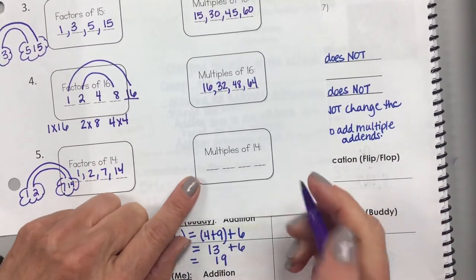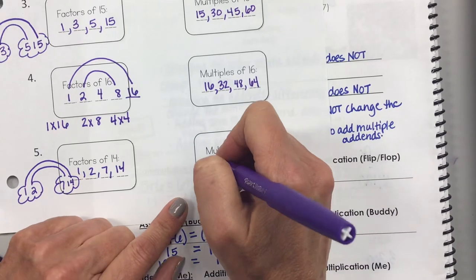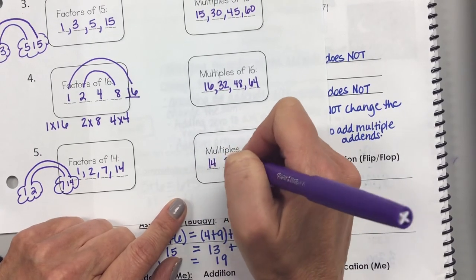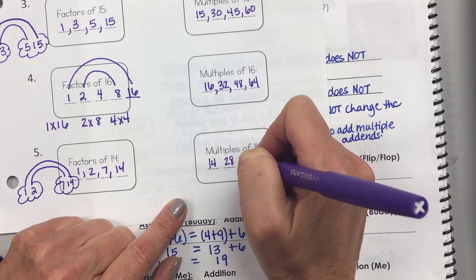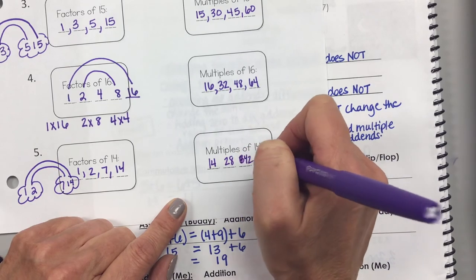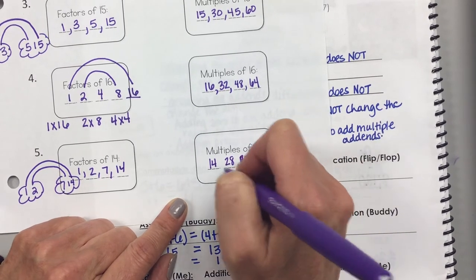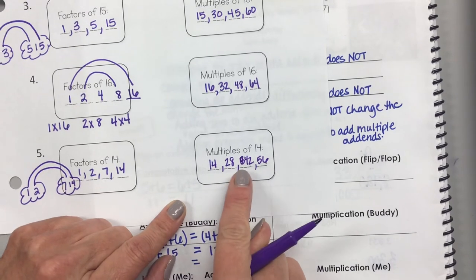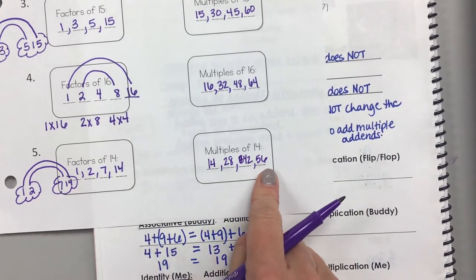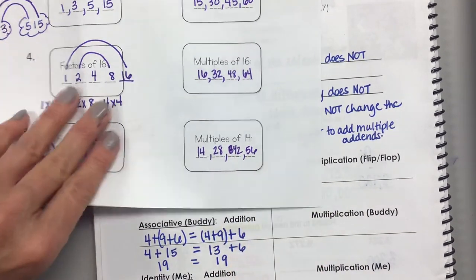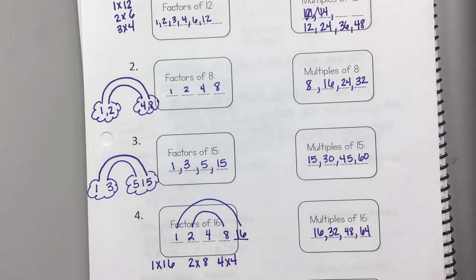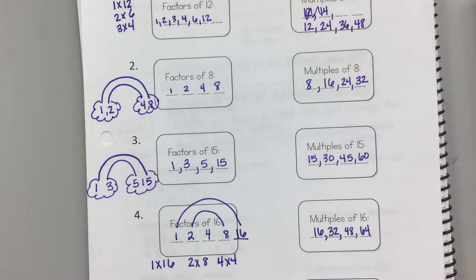Okay, and then multiples of 14. Skip count 14s. 14, 28, 42, 56. That's counting by 14s. Okay, before we move on to our math journal, I have another page.